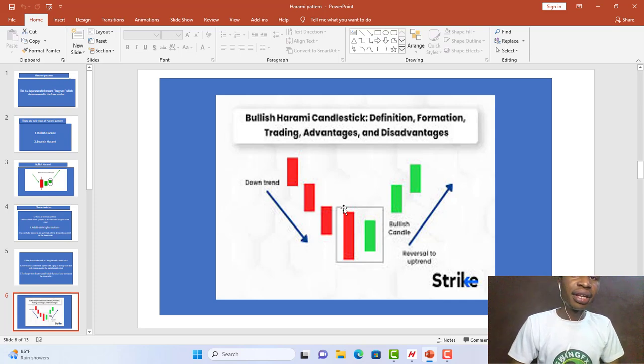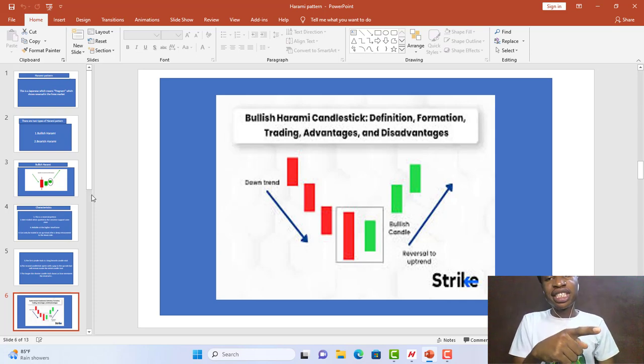This is Harami. This is not other type of patterns. Whenever there is a gap, it shouldn't engulf the previous candlestick, the previous opposite candlestick. This is a gap. It shouldn't engulf the bearish one. If it engulfs it, it's no longer a Harami. Remember, the Harami, the second candlestick has to be inside the previous candlestick. So that is it for a bullish Harami.